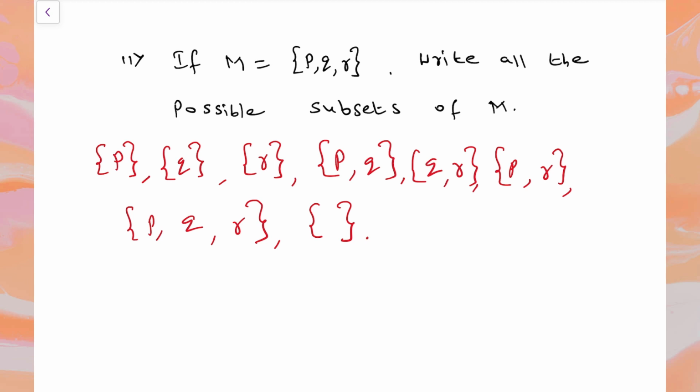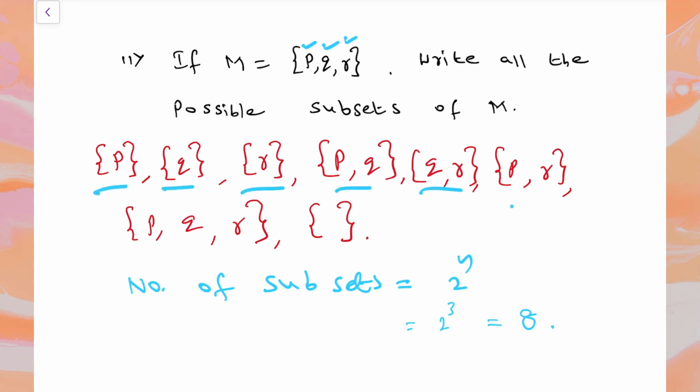Then how do you know whether you covered every subset or not? That we will cross check with the formula. The number of subsets formula is 2 power n, where n is how many elements are there in the set. Here P is one element, Q is one element, R is one element, so a total of 3. So 2 power 3, 2 into 2 into 2, 8. 1, 2, 3, 4, 5, 6, 7, 8. So a total of 8 subsets we got. It means every subset we wrote, we didn't miss anything at all.